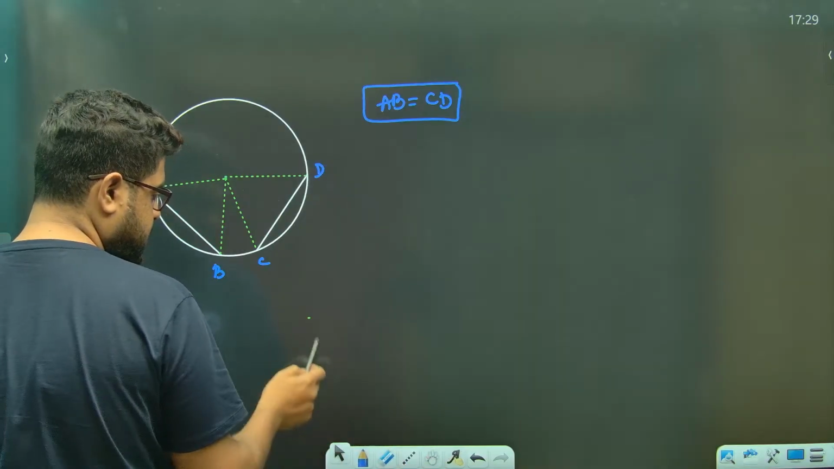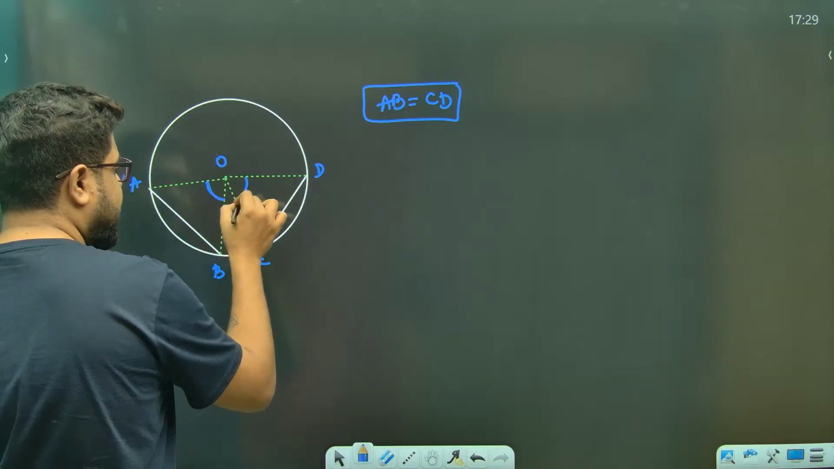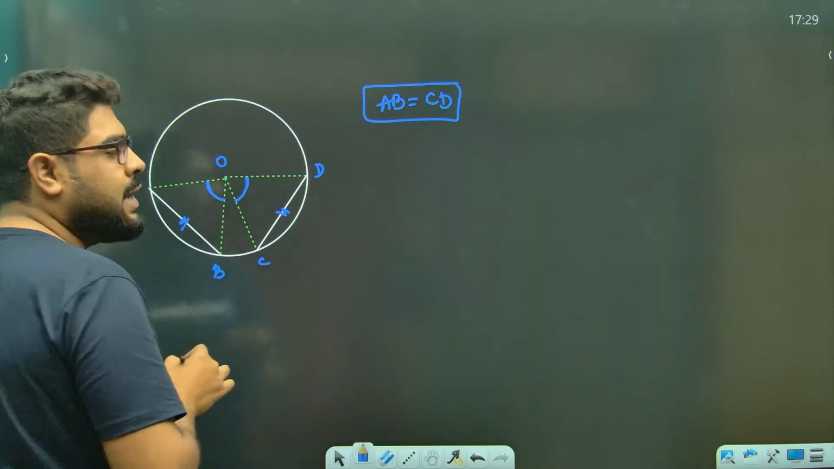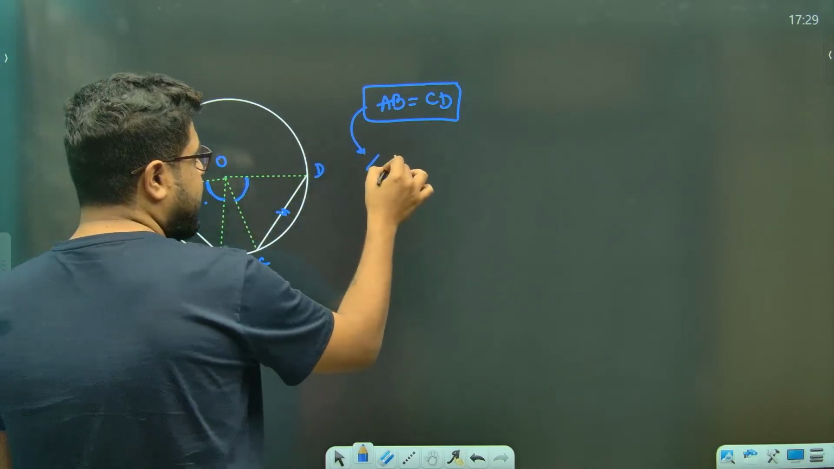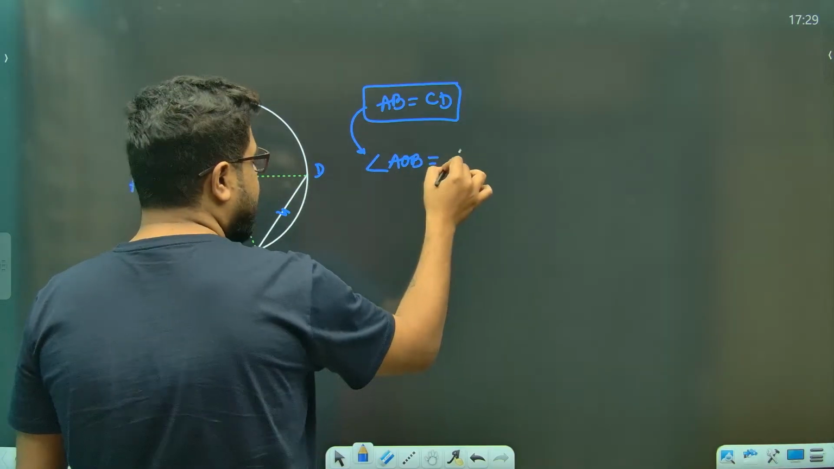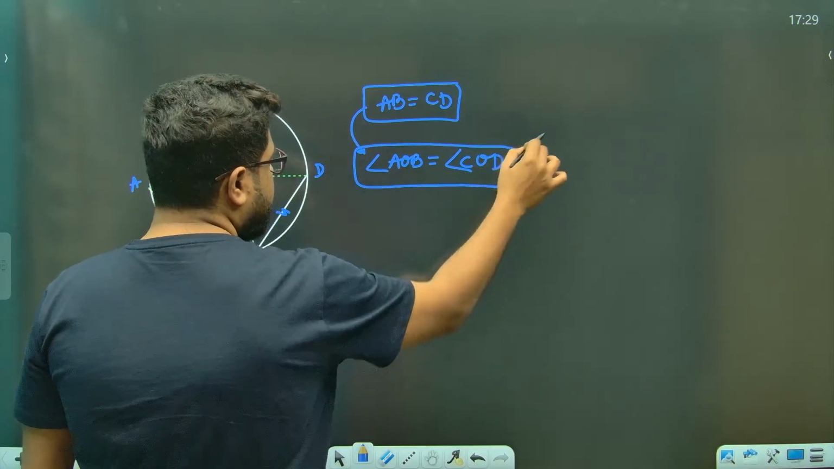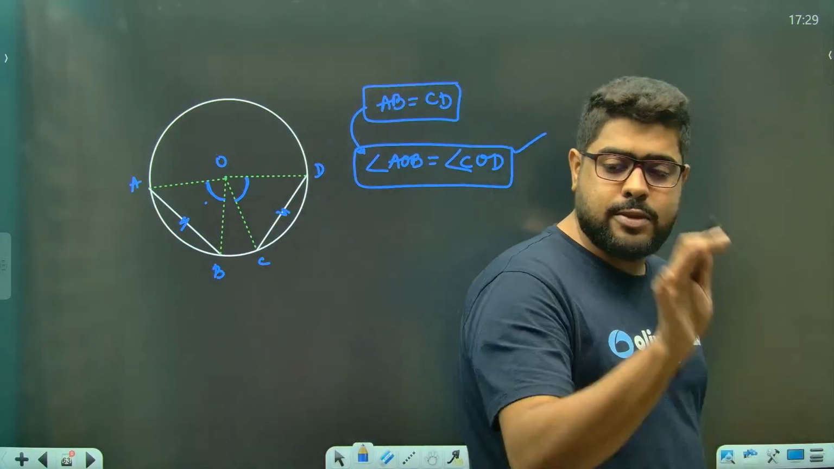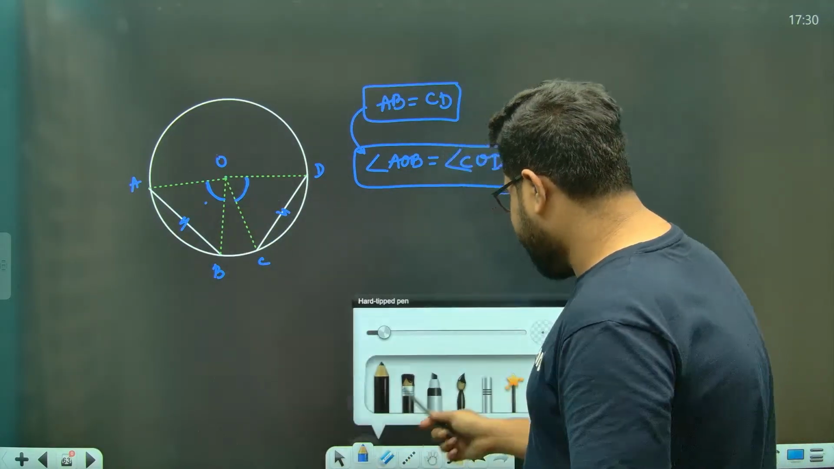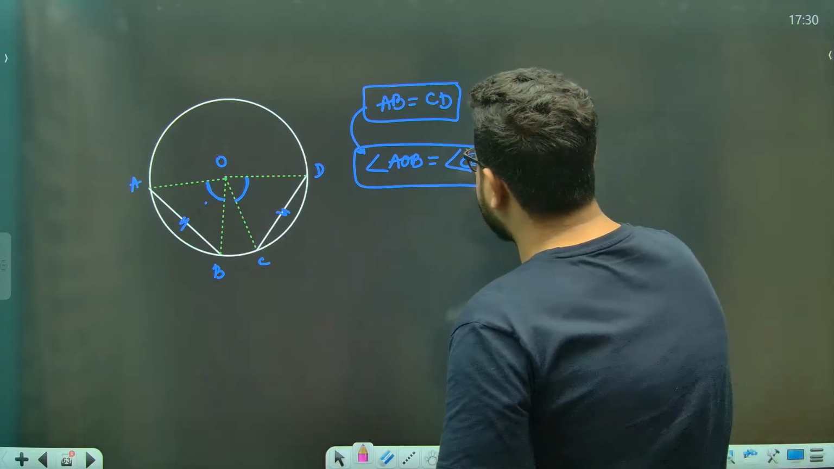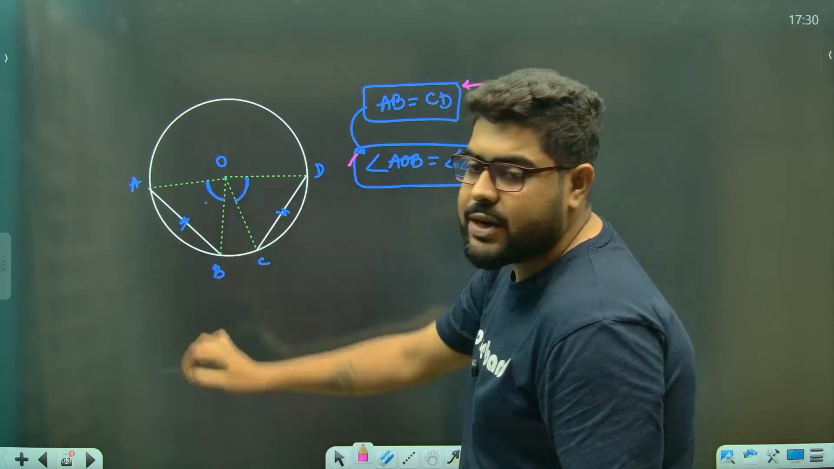One second, sir. So let's say this is O. So this angle and this angle. If these two chord lengths are equal, then these two angles are also equal. Then if this is given, I can conclude angle AOB is equal to angle what, sir? COD. Yes, sir. So that is one conclusion. And also remember, the opposite is also true here. Meaning, if these two angles are given equal, then you can conclude this as well: these two chords are also equal.